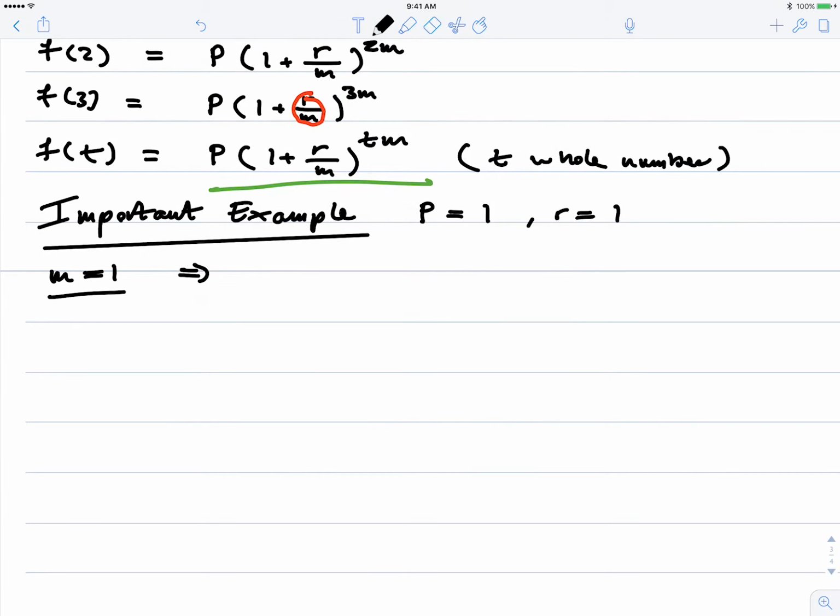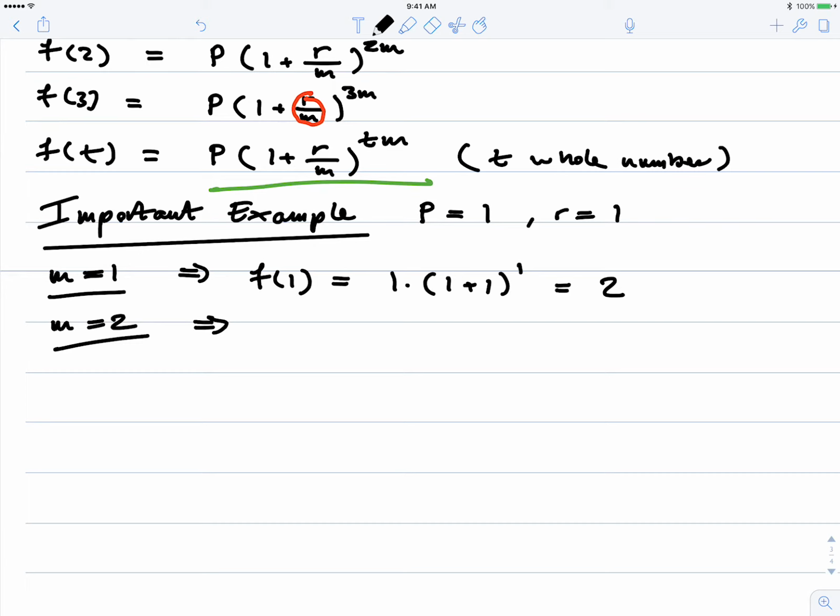If m is 1, what does it tell me? It tells me that at time 1, and I'm only going to look at how much money is in the account after a year, just for simplicity, f(1) is 1 times (1 plus 1) to the 1, which of course is equal to 2. That makes sense. 100% of 1 is 1, add that to your initial balance, 1 plus 1 is 2. Great, that's a pretty awesome deal. Next, m is equal to 2.